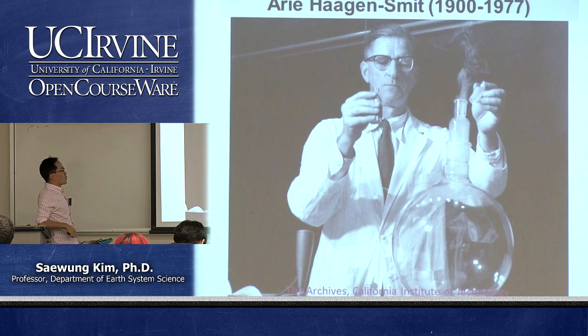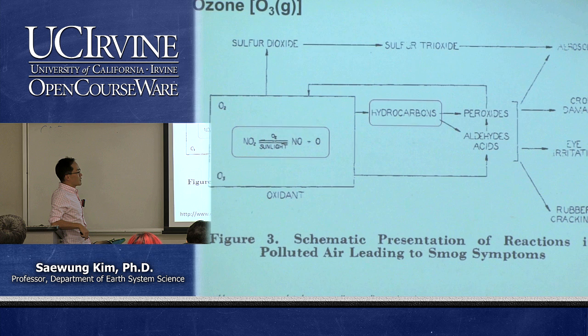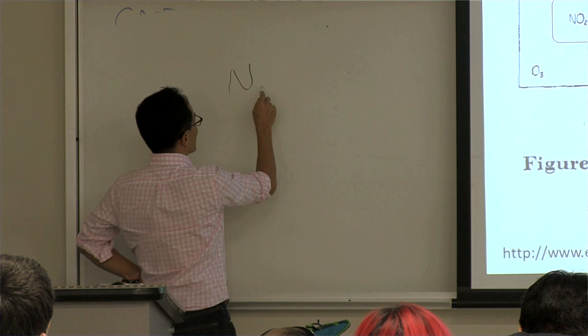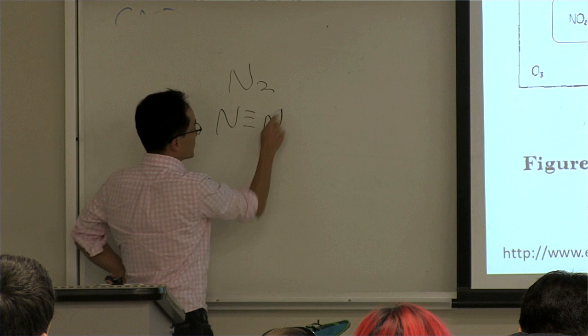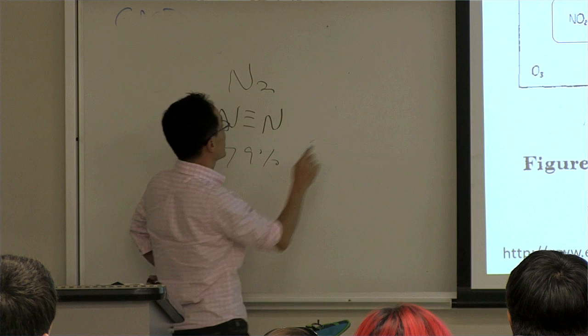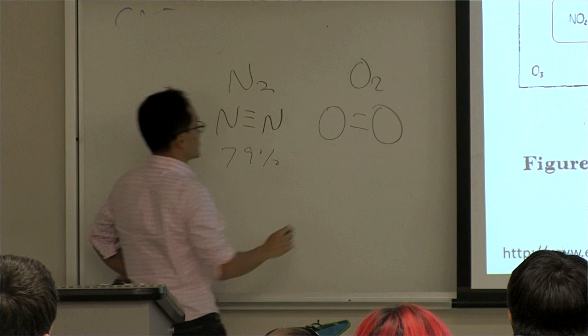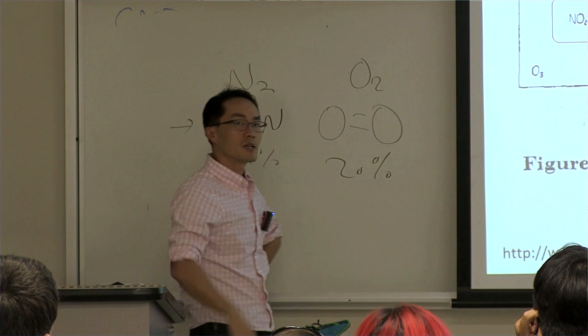So this is the paper that he published in 1952. Again, he talked about NO and NO2, which come from car exhaust. Now we discussed that in the atmosphere, the major gas molecule is nitrogen, which happens to have a triple bond, which is very stable. This is about 79% of the air, right? And then O2, it's just a double bond like this, which is about 20% of the atmosphere. So these are super stable molecules that do not really participate in chemical reactions in the atmosphere.